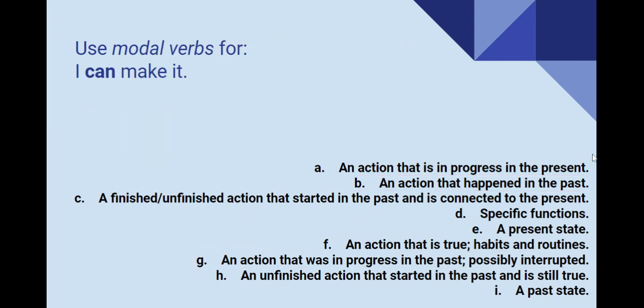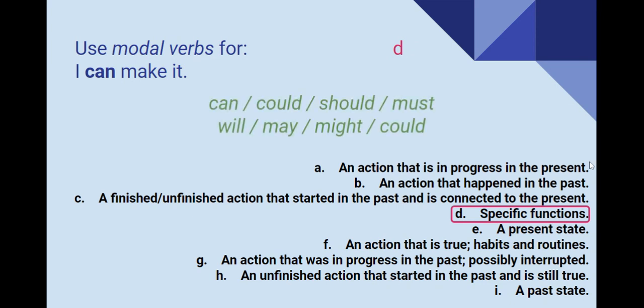Excellent. Now, how do I use modal verbs? That's right, we use them for specific functions. In this case, we're using can, which of course expresses ability. Other examples can be could, should, must, will, may, and might. Let's remember that after our modal verb, we're going to use the verb in base form.